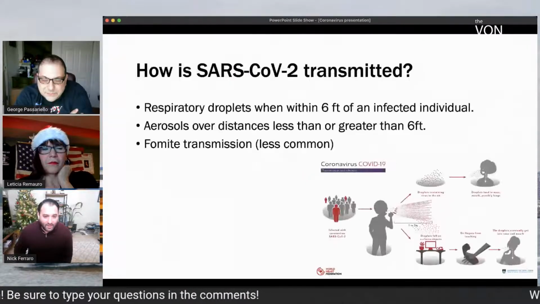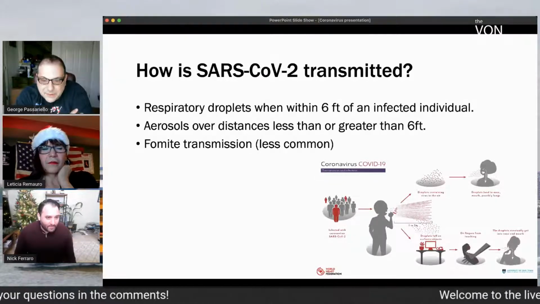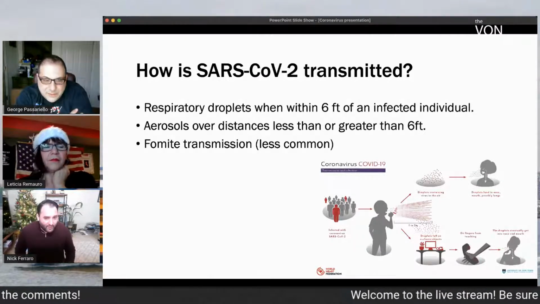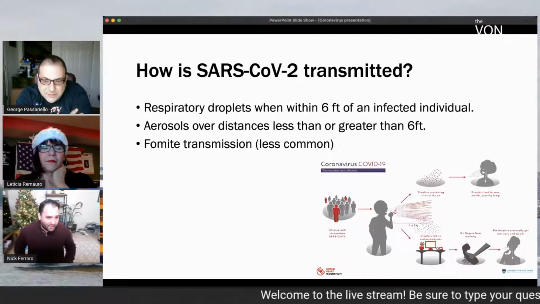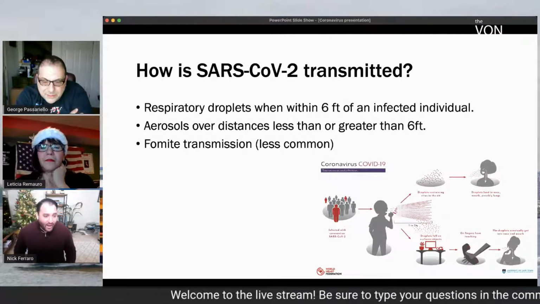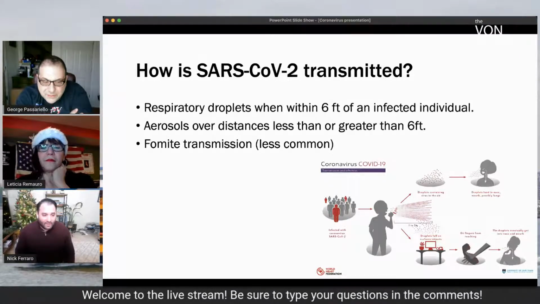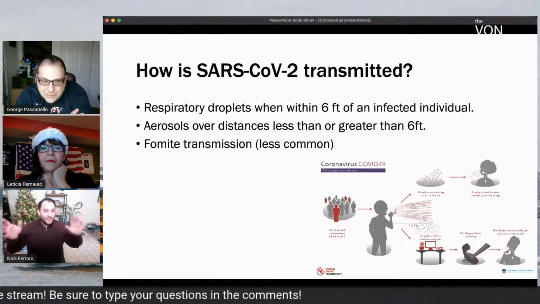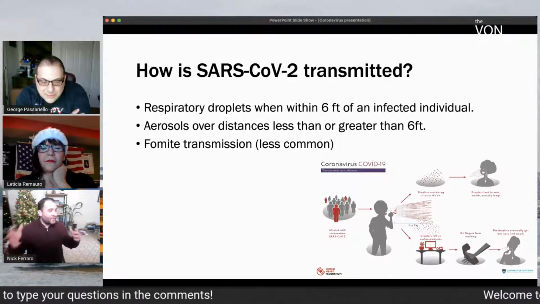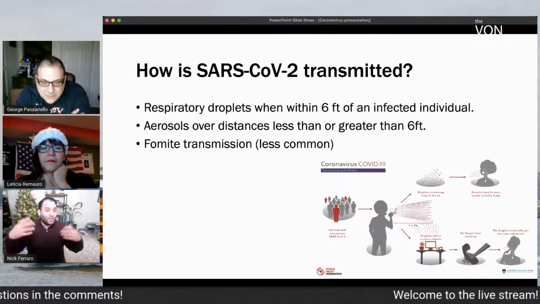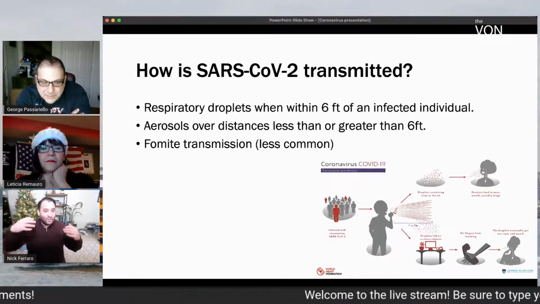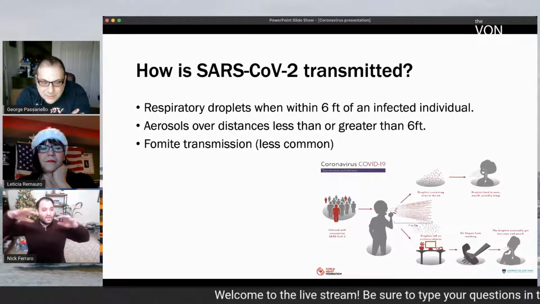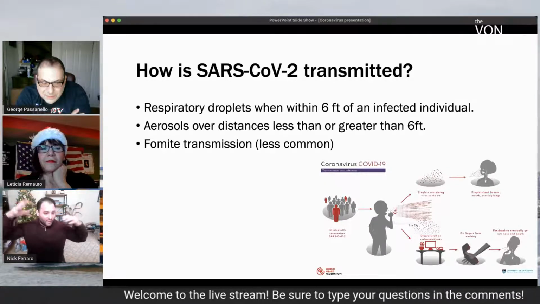Now, how is it transmitted? We kind of know this. Respiratory droplets. If you're within 6 feet of an individual that's infected, it can be aerosolized, and it can travel distances less than or greater than 6 feet. If you think about it, if someone is coughing or sneezing or even talking or singing, those aerosols can kind of linger in the air at head height for a while.